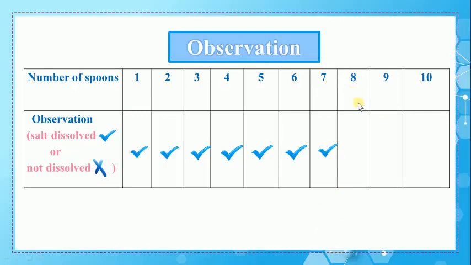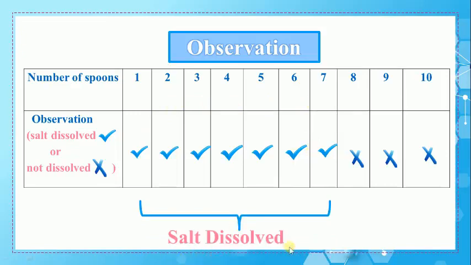No, it is not dissolved. So we are going to add the cross mark. Is the 9th spoon of salt dissolved in water? No, it's not dissolved. Is the 10th spoon dissolved? No, it's not dissolved. So, we can say that salt is dissolved in solutions 1, 2, 3, 4, 5, 6, and 7. So, in solutions 1, 2, 3, 4, 5, 6, and 7, the salt is dissolved.